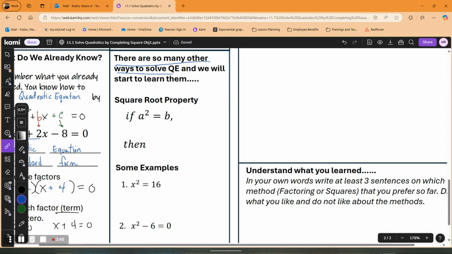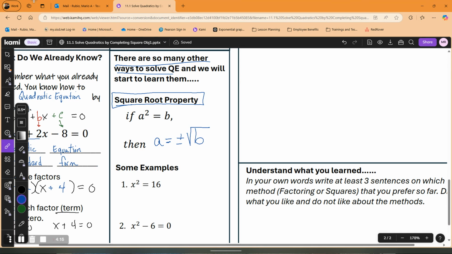These kinds of equations have been around for so long, and people have been studying them for so long, that they have come up with so many different ways to solve them. And first, we need to understand that this is what we're learning, the square root property. It says if a squared equals b, then a equals plus or minus the square root of b.